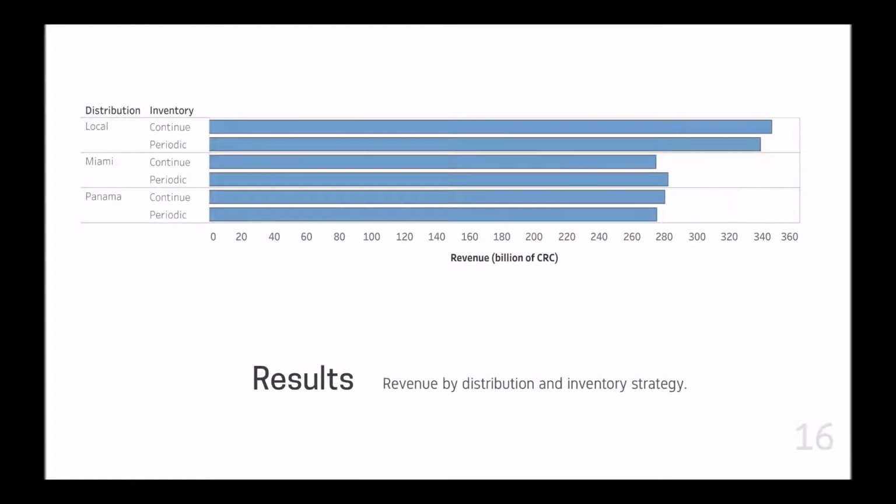Results. The first indicator to analyze is the revenue by distribution and inventory strategy. As you can see in the graphic, the most profitable option is a local distribution with a continued inventory strategy. This scenario produces 346 billion CRC in revenue. The second best option is a local distribution with a periodic strategy, which produces 343 billion CRC in revenue.